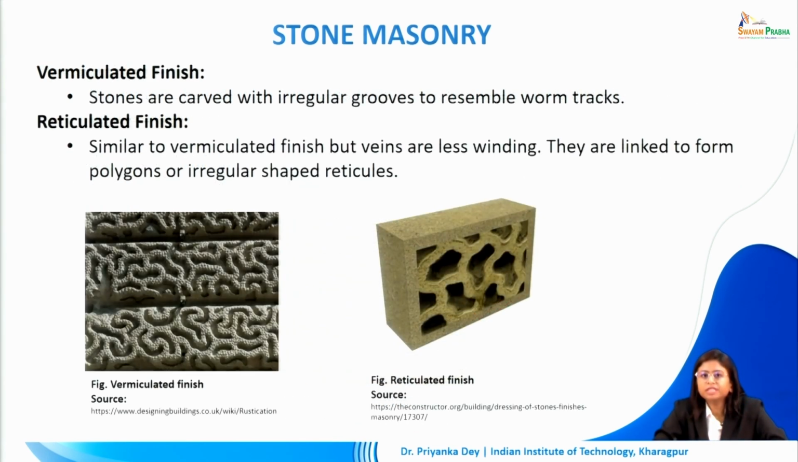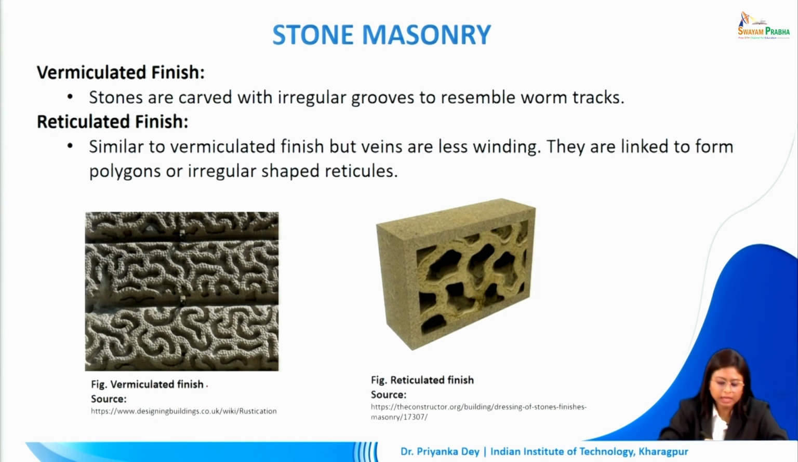The vermiculated finish are stones which have irregular grooves on them. It kind of looks like worm tracks. The reticulated finish is similar to the vermiculated finish, but the veins are less winding and they're linked to form polygons or irregular shaped reticules.